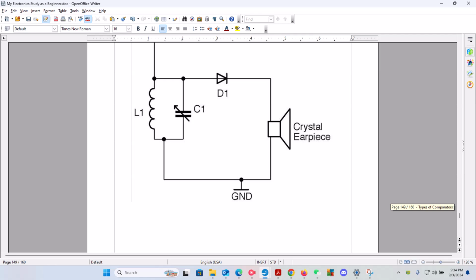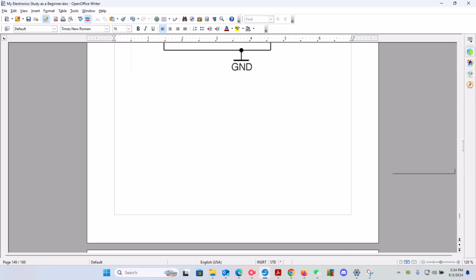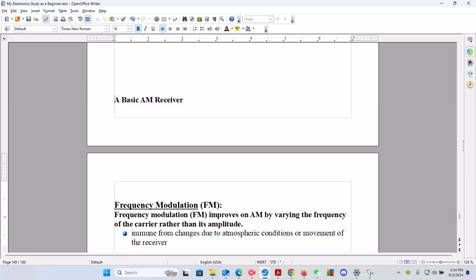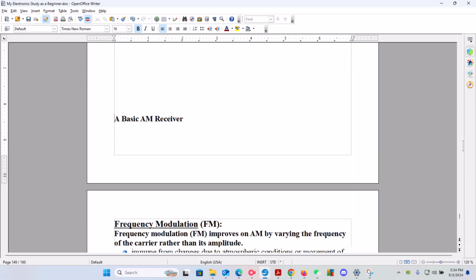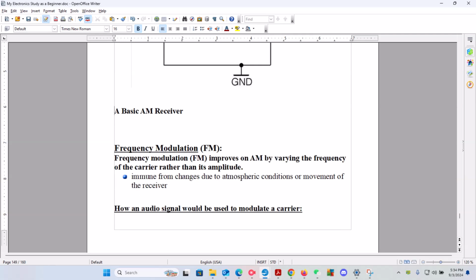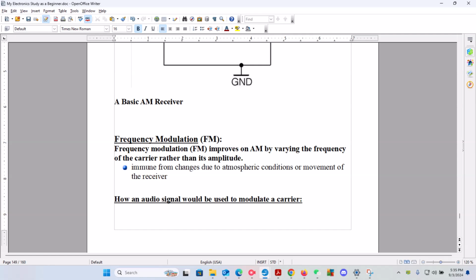They'll give you the output power for the crystal earpiece, and of course, the crystal earpiece is also connected to ground. Now, that is a basic AM receiver. And unfortunately, I need to bring this up. This doesn't come out perfectly, but it's okay. The idea is we're getting the information out there for you, and that's the important thing.